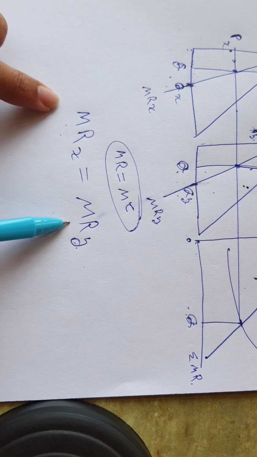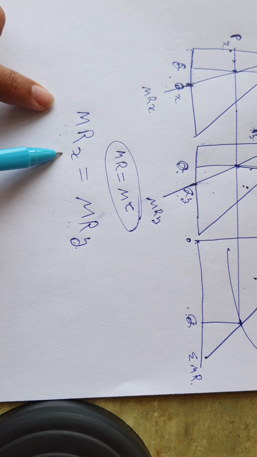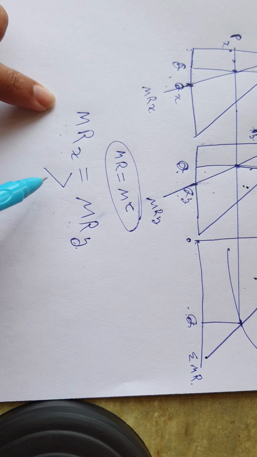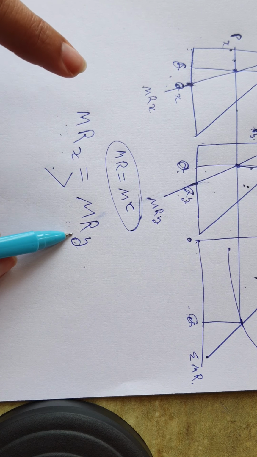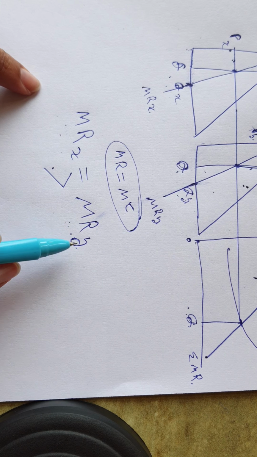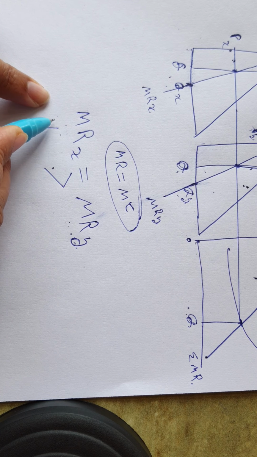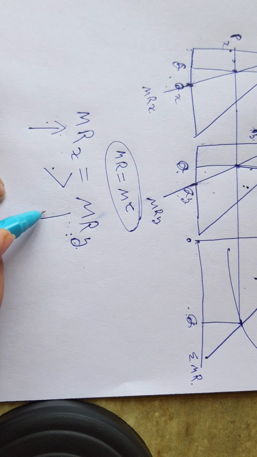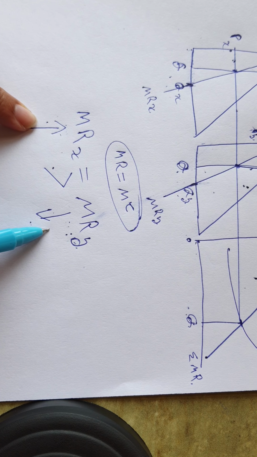And why it is so? Suppose situation is like this. Marginal revenue of X is greater than marginal revenue of Y. It means if you produce more of X, it will add more to your total revenue than Y. So you will do one thing, you will increase production of X and you will decrease production of Y. By doing this, you can increase your profit.